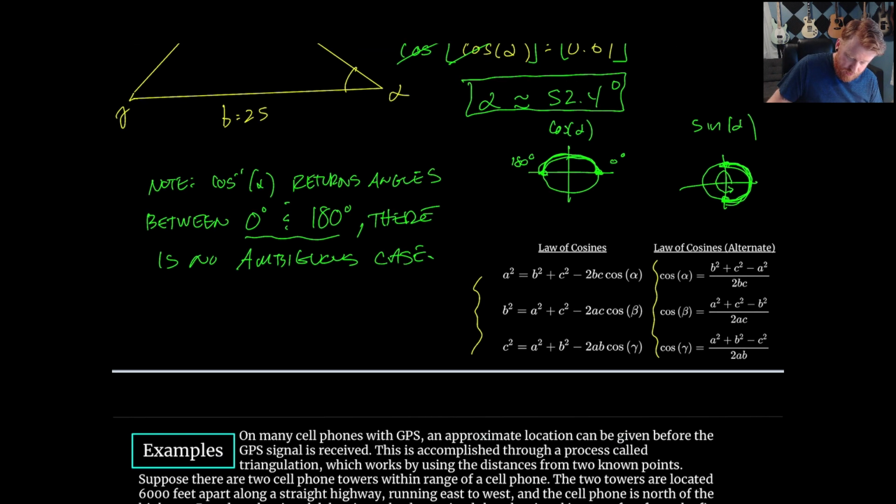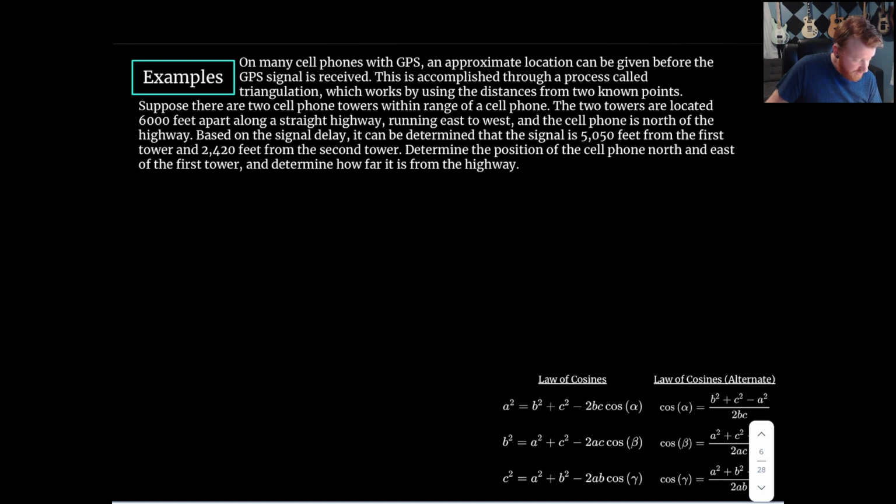So let's take a look at an application problem here. This addresses triangulation, if you've ever heard that word before, maybe even in a movie or a TV show. On many cell phones with GPS, an approximate location can be given before the GPS signal is received. This is accomplished through a process called triangulation, which works by using the distance from two known points.